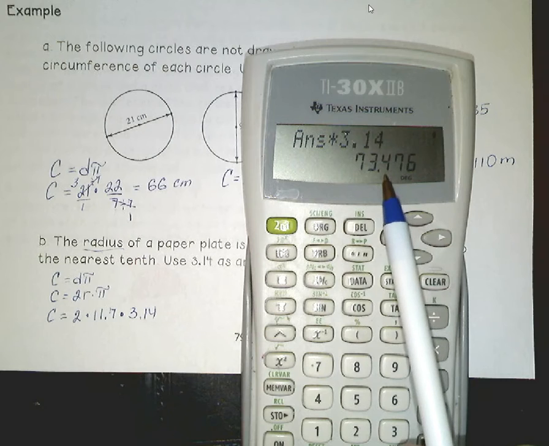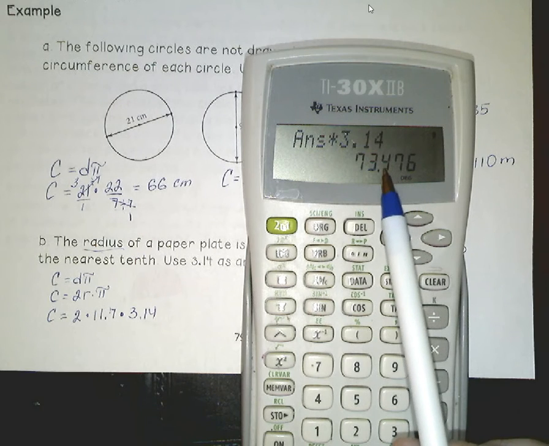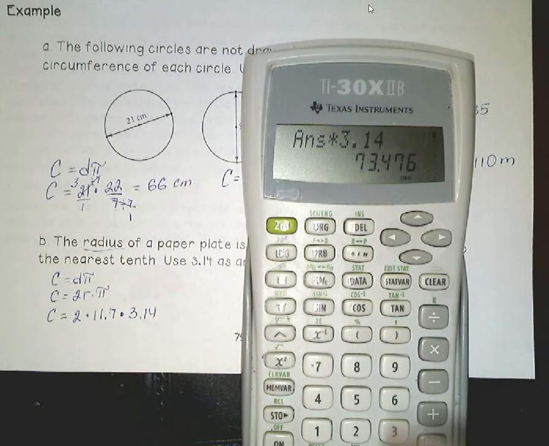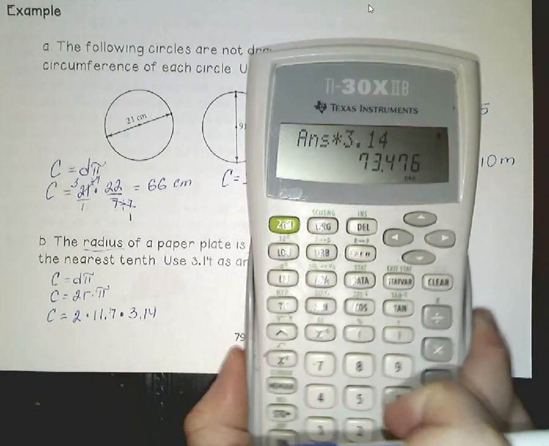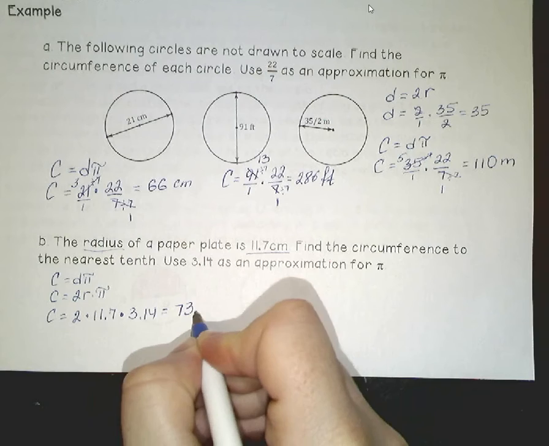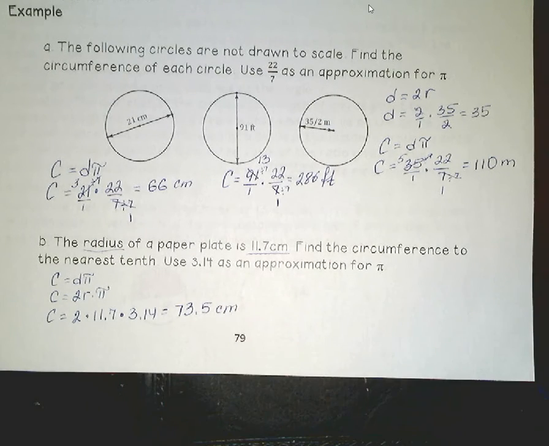Tenth is the 4. The digit to the right of the 4 is 7. Since it's greater than 5, we add 1 to the 4 to make it 5. And we don't have to worry about these two numbers anymore. So 73 and 5/10 is going to be my final answer. Circumference equals 73 and 5/10, and that is in centimeters.